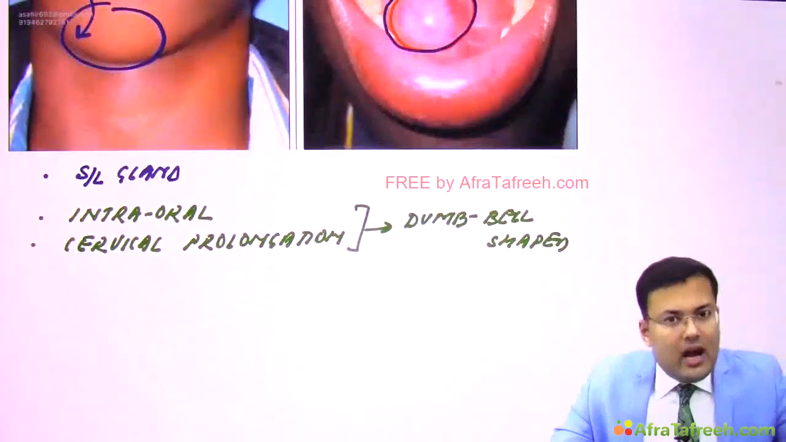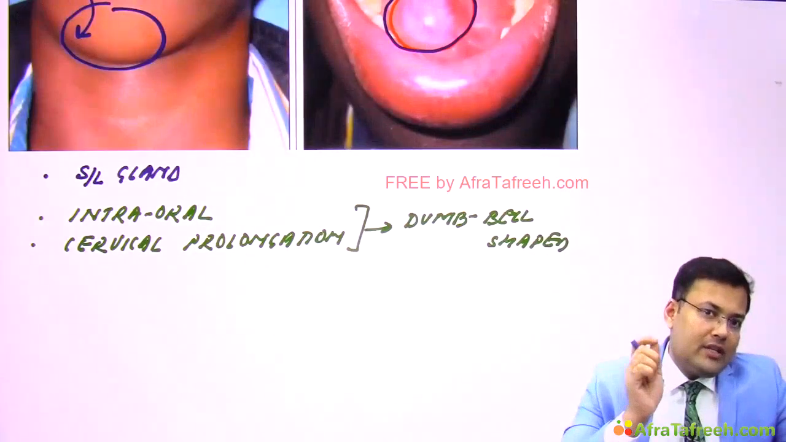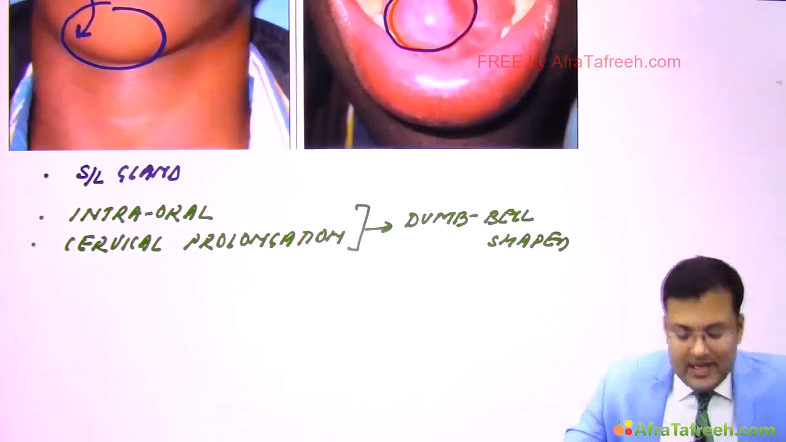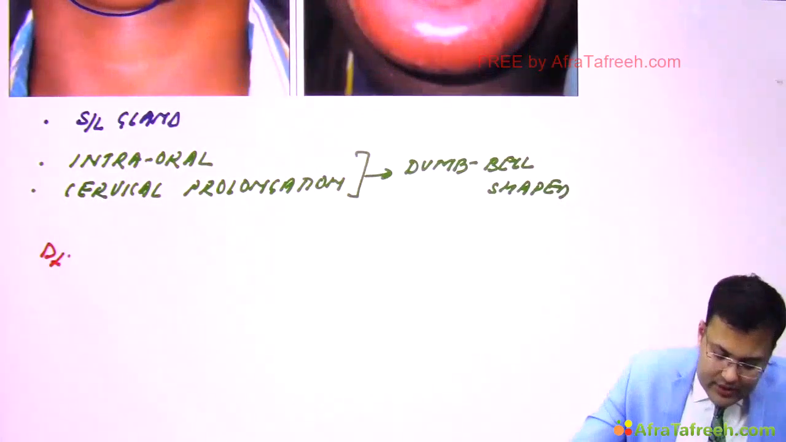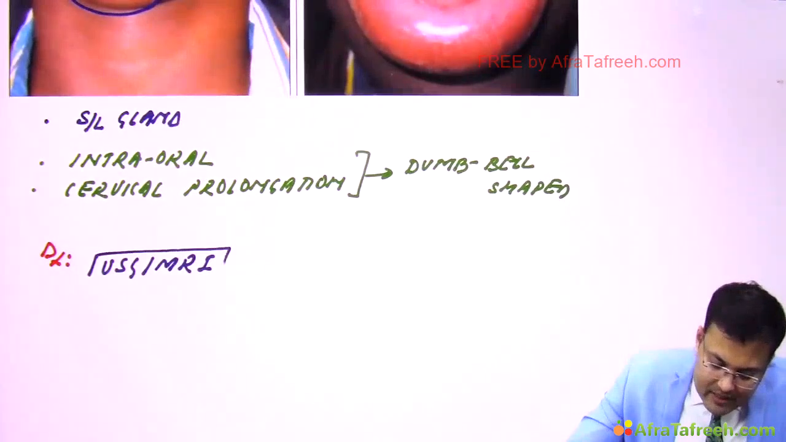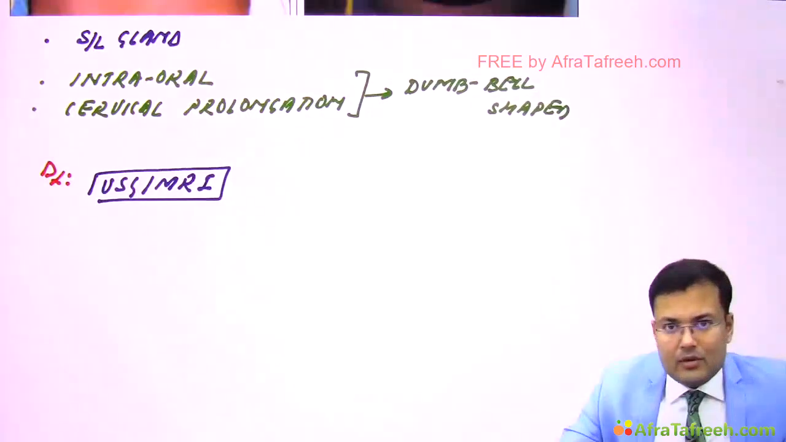Now see how we are going to make the diagnosis. Since it has cervical prolongation, we need ultrasound or MRI for complete diagnosis. So what is required in diagnosis? Ultrasound or MRI is required. Ranula diagnosis was made clinically, but here we require ultrasound or MRI because there is cervical prolongation.